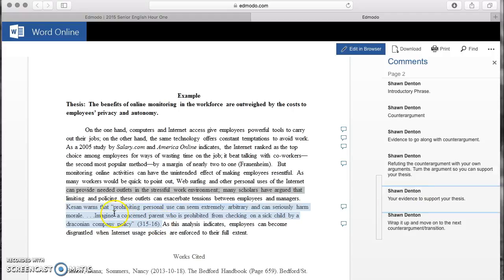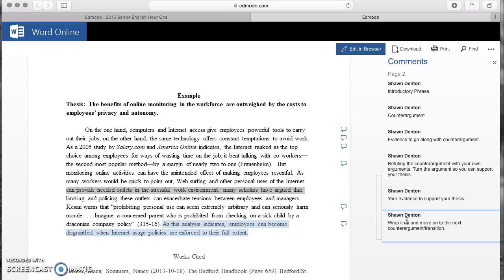And here we get evidence to support this particular writer's response to the counter-argument. Kessler warns that prohibiting personal use can seem extremely arbitrary and can seriously harm morale. Imagine a concerned parent who is prohibited from checking on a sick child by a draconian company policy. Okay, so with that said, this is evidence supporting their response to the counter-argument. And then from there, they quickly clarify that particular evidence somewhat, they wrap it up, and they move on to the next counter-argument.